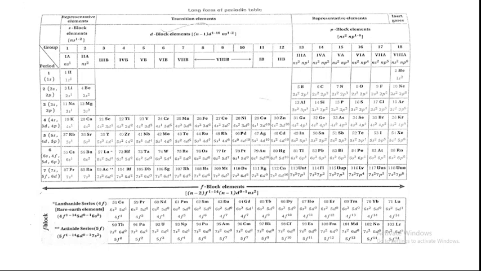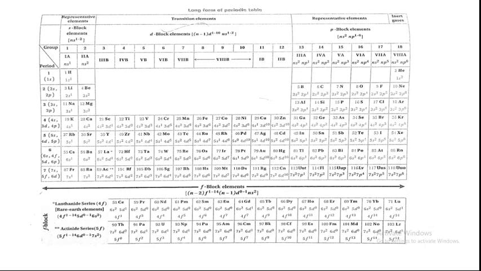Okay, there are some more properties of s block elements. If we study them, we can say that all these are good reducing agents because of their low ionization potential. They are also good conductors of heat and electricity. They are also known as soft metals. They have low melting and boiling points and low density as compared to the adjacent transition elements.